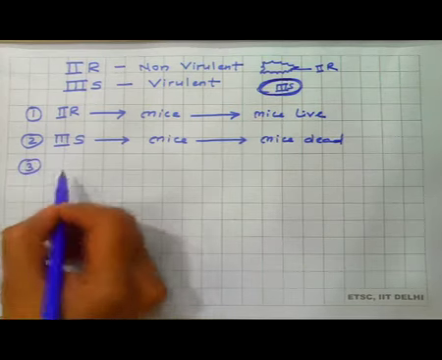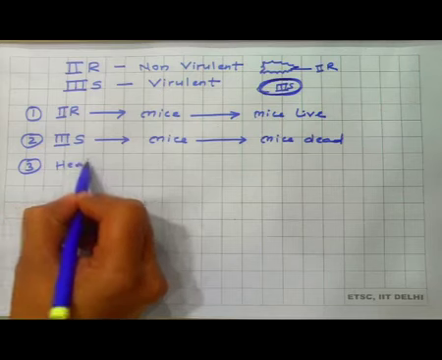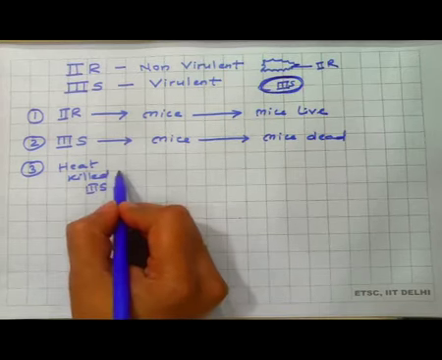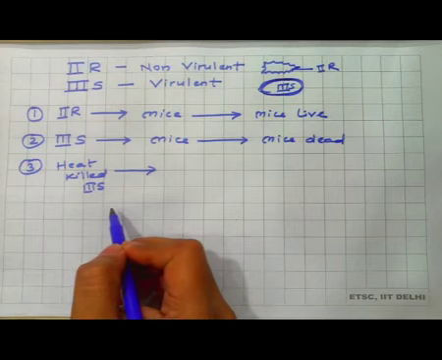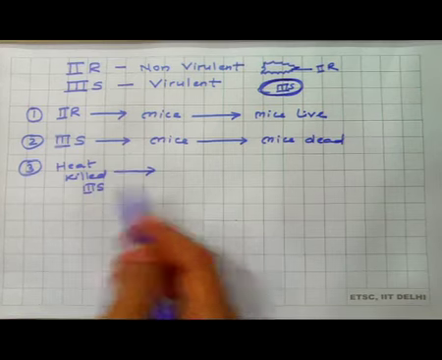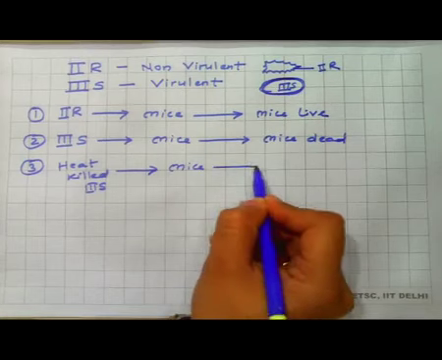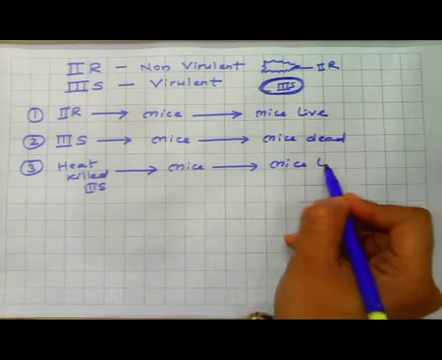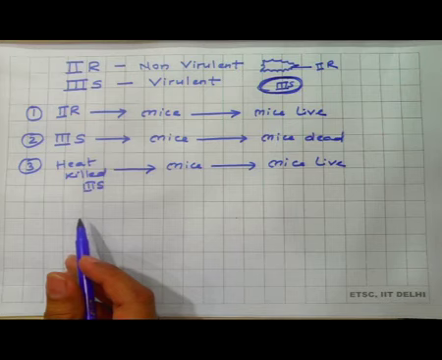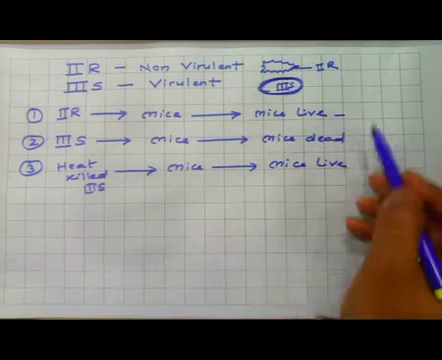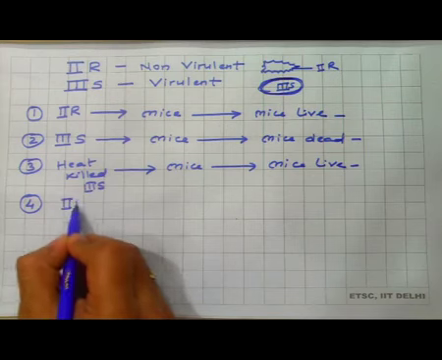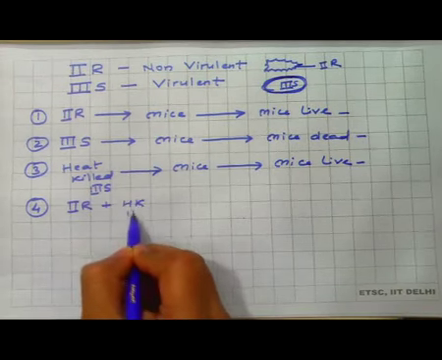In the third phase, Griffith used heat-killed 3S bacteria. Heat killed means the virulence of the bacteria is destroyed by heating the 3S bacteria. So, the heat-killed bacteria are no more virulent in nature. When injected into the mice, they were found to be alive. So, these three experiments were performed by Griffith and the result was as expected by Griffith. But in the fourth step, Griffith used a mixture of 2R and heat-killed 3S bacteria.